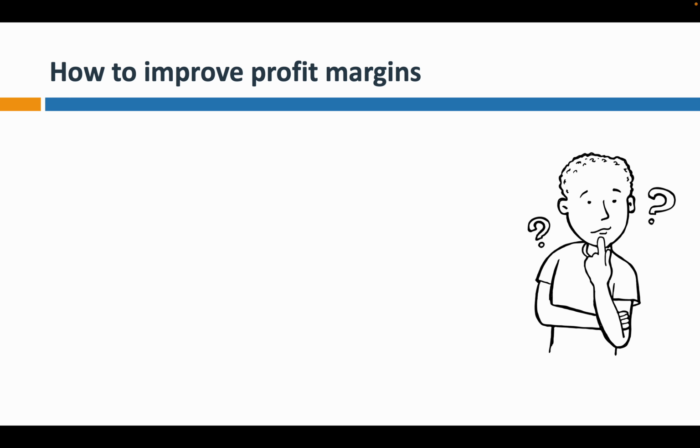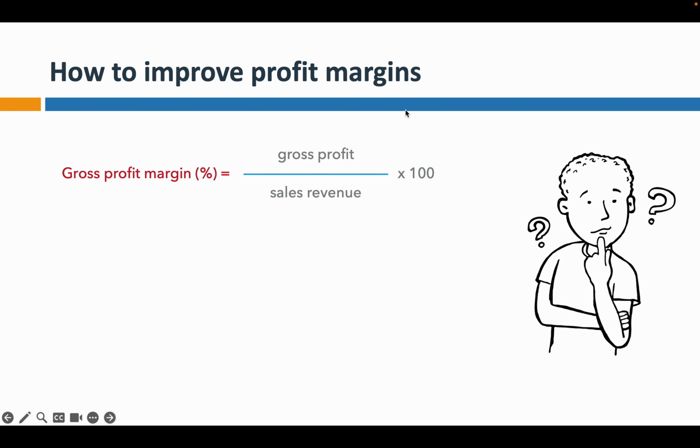Well, let's have a look at the ratios again. How would I try to improve my gross profit margin? How do I make this number bigger? So let's say I have 15% and I want to increase it to 20%. I want to increase my gross profit margin to be 20%. Well, one way obviously would be to increase gross profit relative to sales revenue.